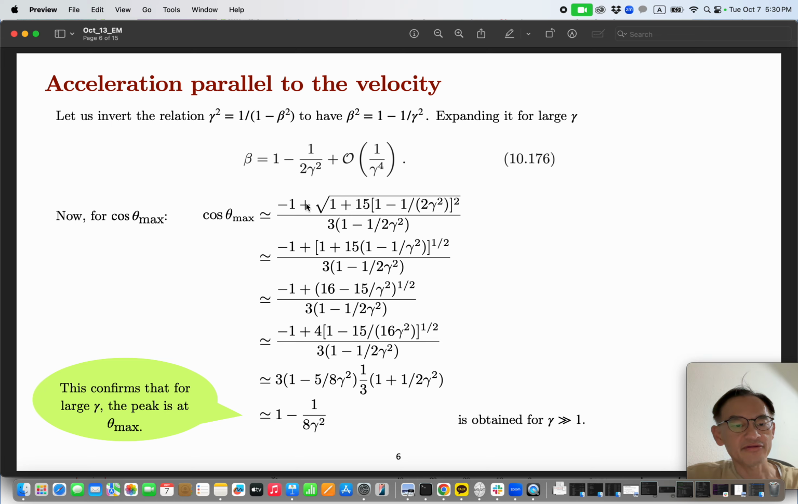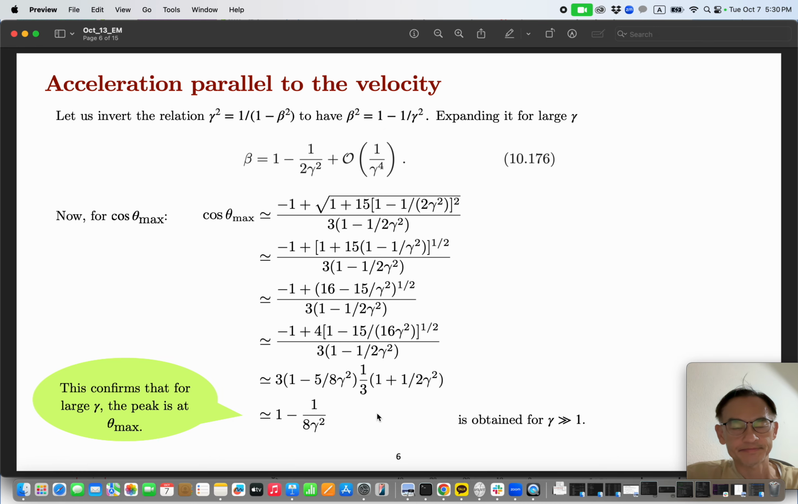you can first get rid of the square root by expanding this, and then you rearrange and factor out 4, and this is what you get. And then you expand this denominator. At the end you will get 1 minus 1 over 8 gamma squared when gamma is large enough so that we can neglect the higher order term.